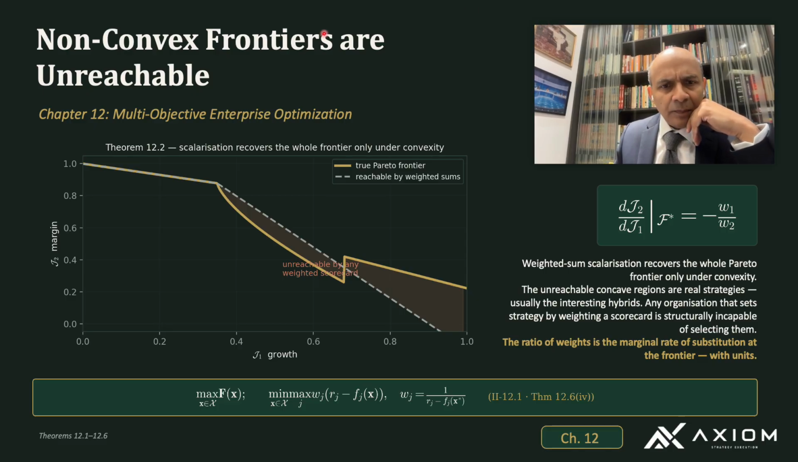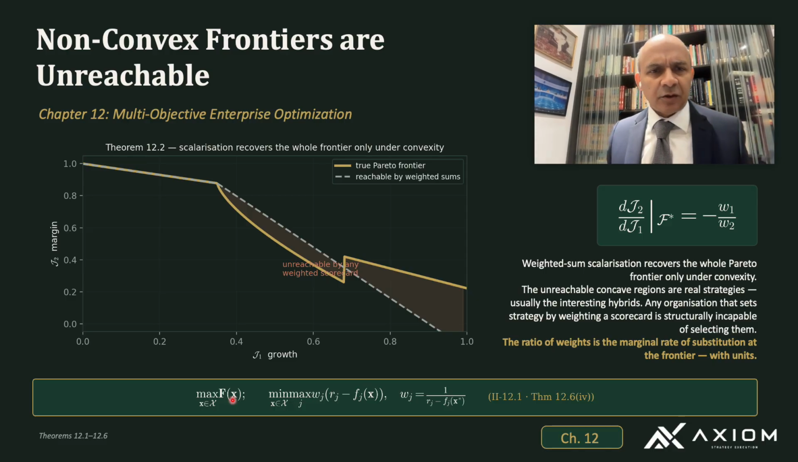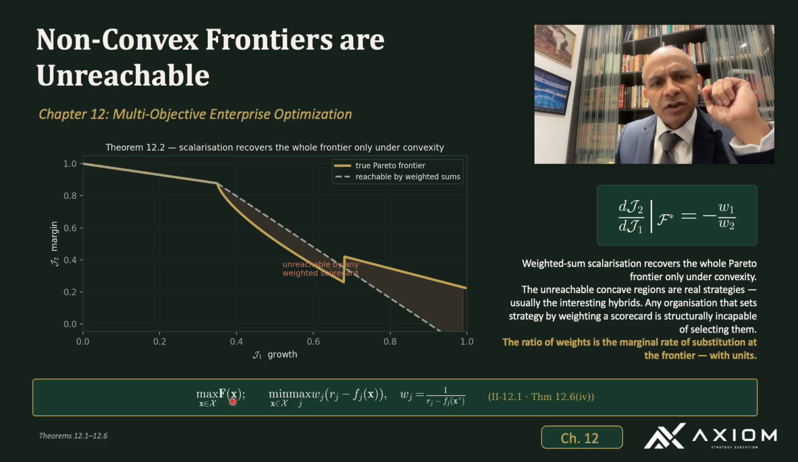Now let's turn to the equation over here, Pareto optimization. Here f of x is a vector of enterprise objectives rather than a single scalar objective. The goal is therefore not one unique best point, but the set of Pareto efficient solutions where no objective can be improved without worsening another.